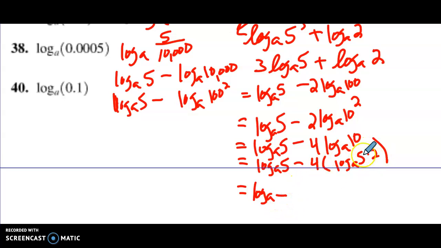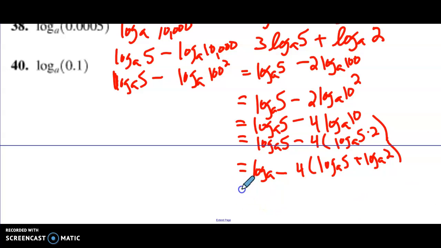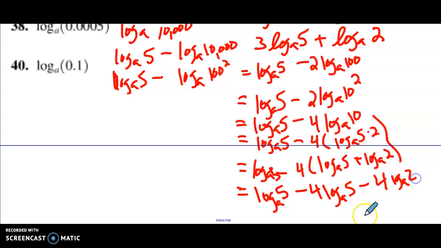So now I just have to break this up into minus 4 times log base A of 5 plus log base A of 2. And the final step is to distribute that negative 4 through. So we have log base A of 5, minus 4 log base A of 5 minus 4 log base A of 2.